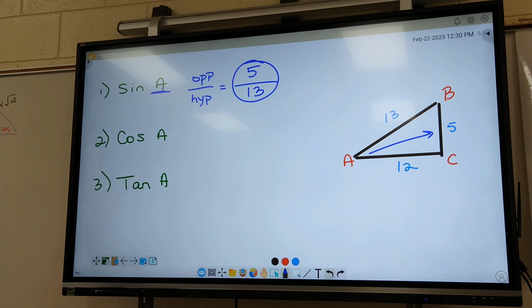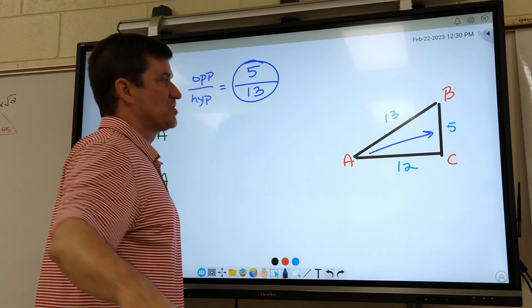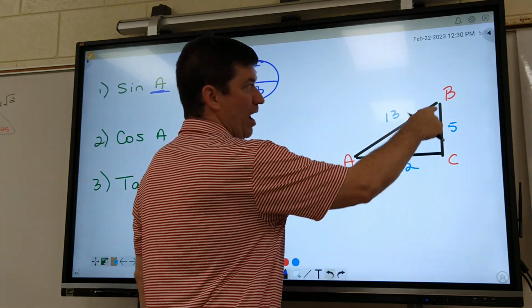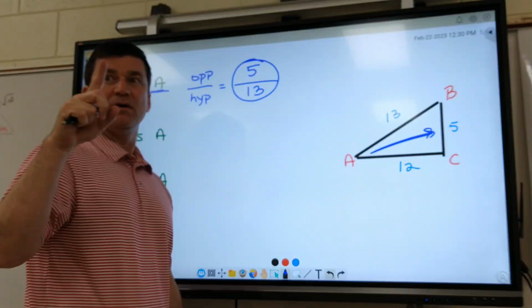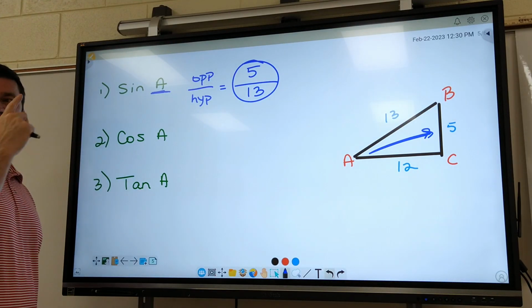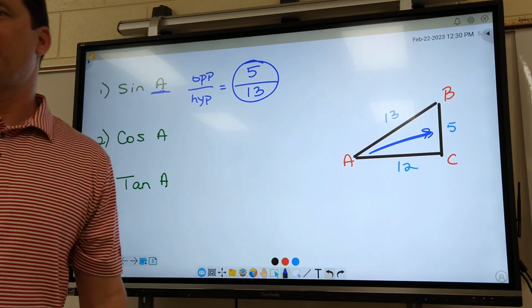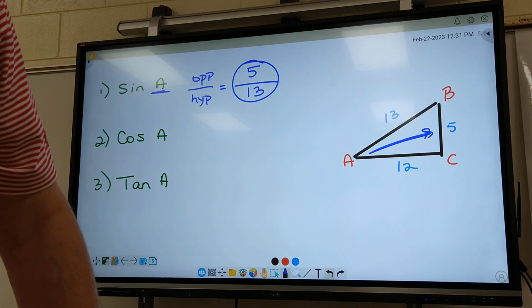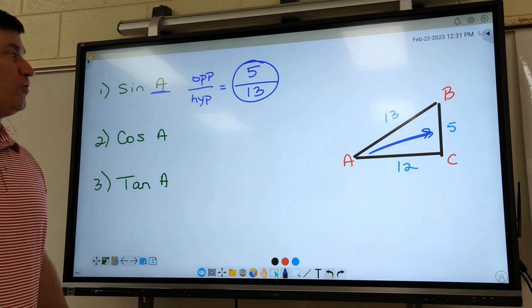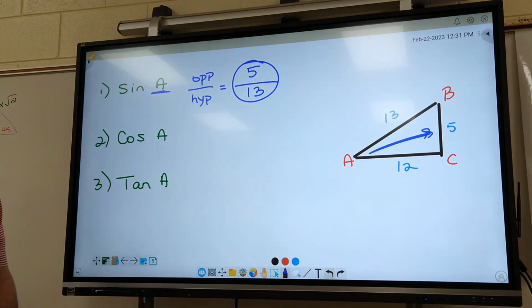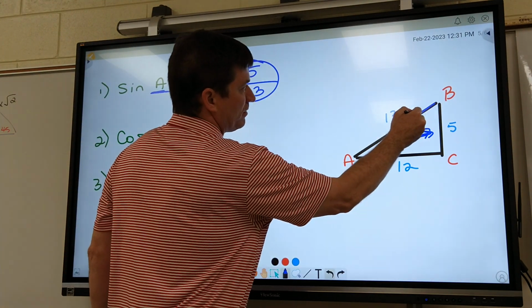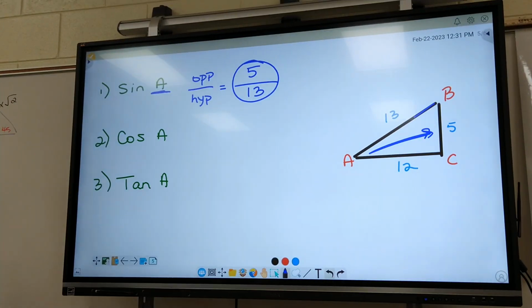Wouldn't A be opposite of 5 too? So 5 is opposite of A. Now, opposite of B is 12. Okay, let's talk about what the word adjacent means. Adjacent is right next to. It has to touch A, but it can't be the hypotenuse, because the hypotenuse is always the hypotenuse. So it's the one that touches A that isn't the hypotenuse. She's exactly right. I couldn't have said that any better.